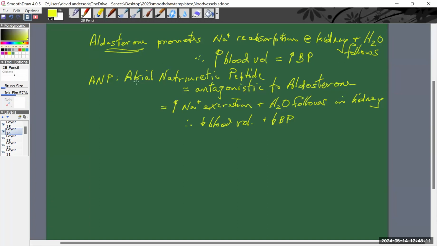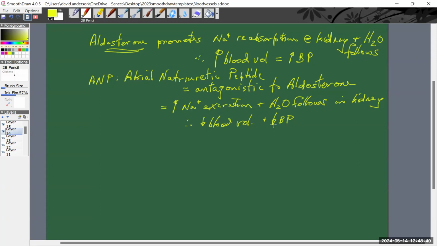So the kind of interesting thing about the atrial natriuretic peptide is it's located in the atria of the heart. So specifically the right side of the heart. So if venous return is very high because of high blood pressure, this hormone will be produced and signal the kidney to excrete sodium. Water will follow sodium, so the blood pressure will be reduced. That's negative feedback.